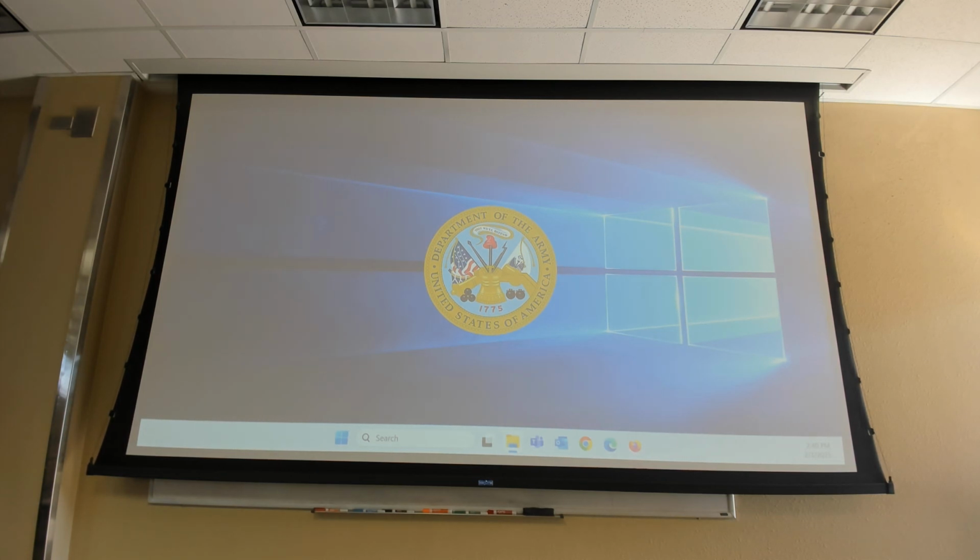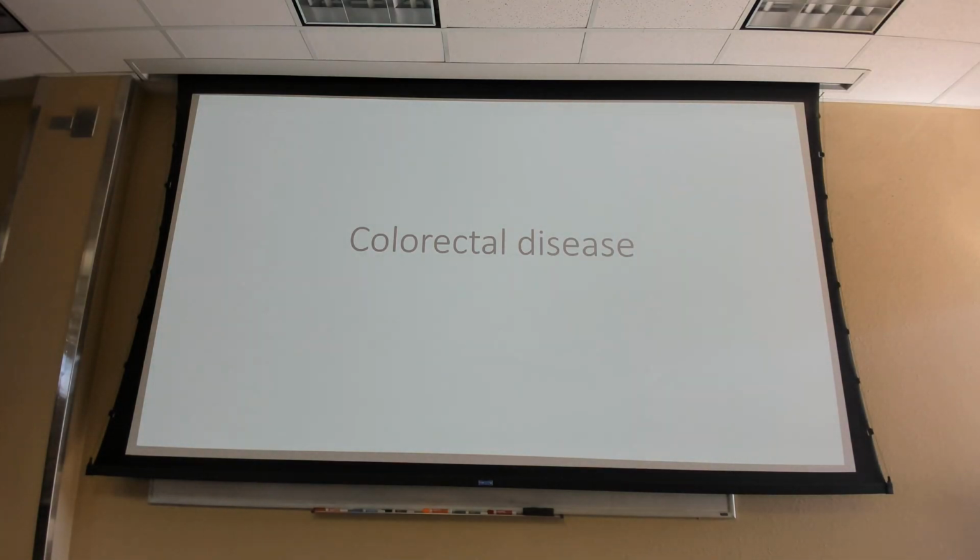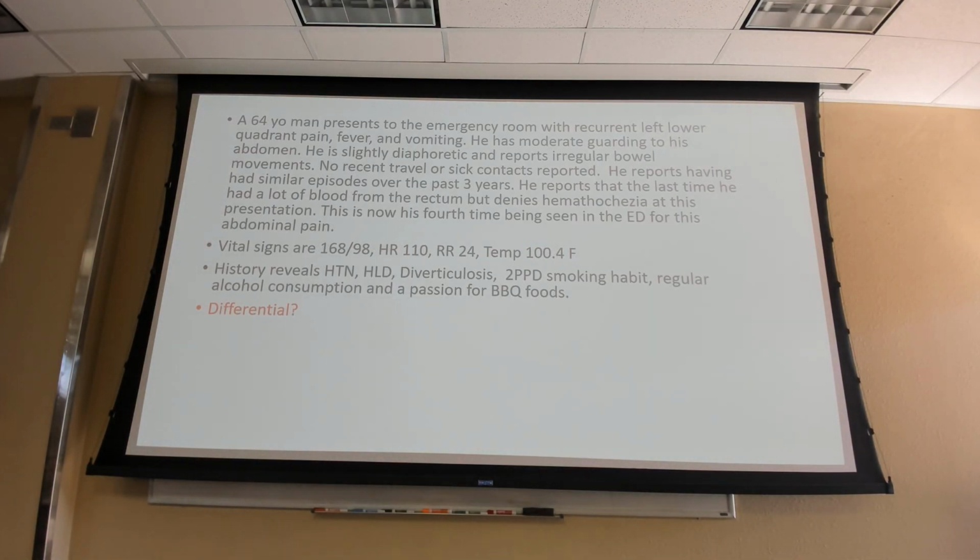All right, let's see if we can get through this last one. You've got a 64-year-old man, thanks to the ER, with recurrent left lower quadrant abdominal pain, fever, vomiting, moderate guarding, slightly diaphoretic, regular bowel movements, no recent travel or sick contacts. He reports having had similar episodes over the past 3 years. The last time he had a lot of blood from the rectum, but denies any hematochezia today. This is now his 4th time being seen in the ED for this abdominal pain.